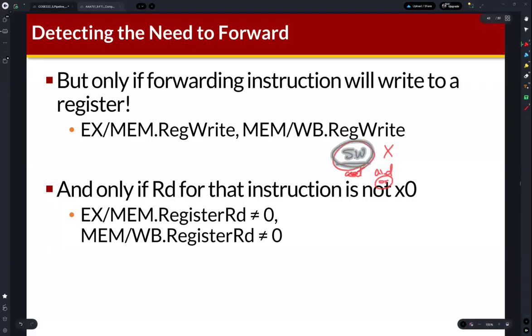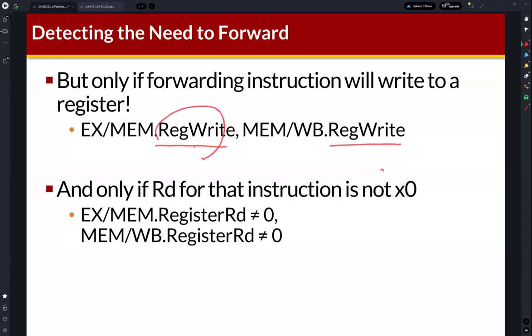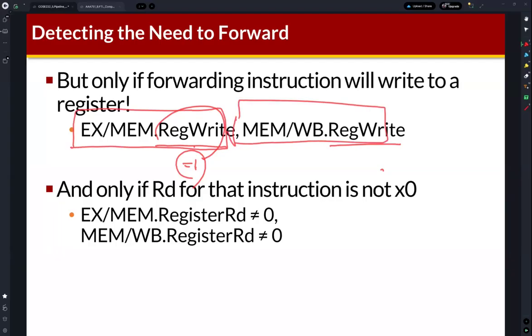So we need to check the register write signal, right? The forwarding is just valid if the former instruction writes data to the register file. Which means if the register write signal of the former instruction is 1, then the forwarding is valid. If the register write signal is 0, which means that the former instruction does not write data to the register file, then we don't need to check the forwarding. So we need to add this condition, okay? So we need to check the register write.